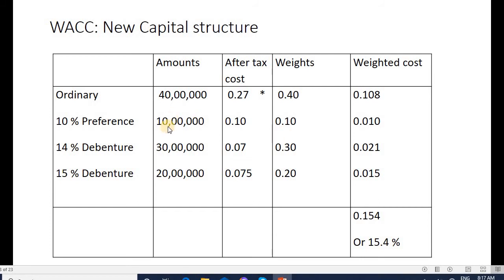Weights already I said, 40 lakh divided by, this comes around now 1 crore. 40 lakhs divided by 1 crore is 0.40, 10 lakh divided by 1 crore is 0.1, 30 lakh divided by 1 crore is 0.3, 20 lakh divided by 1 crore is 0.20. Then how to calculate the cost of equity?